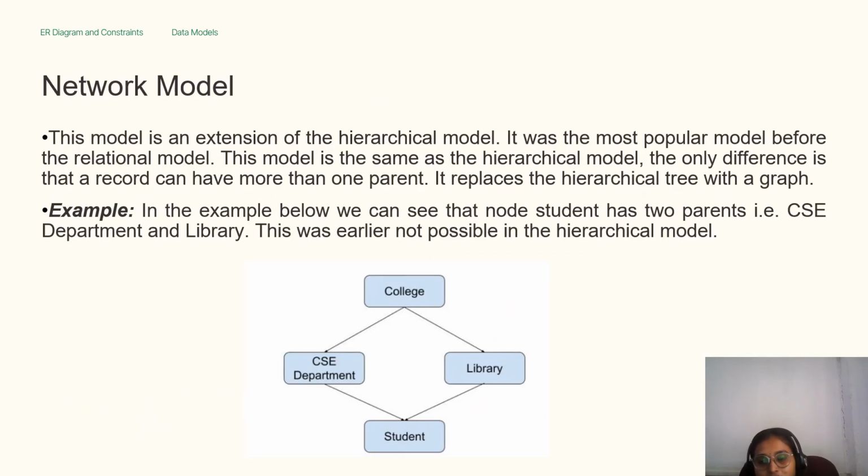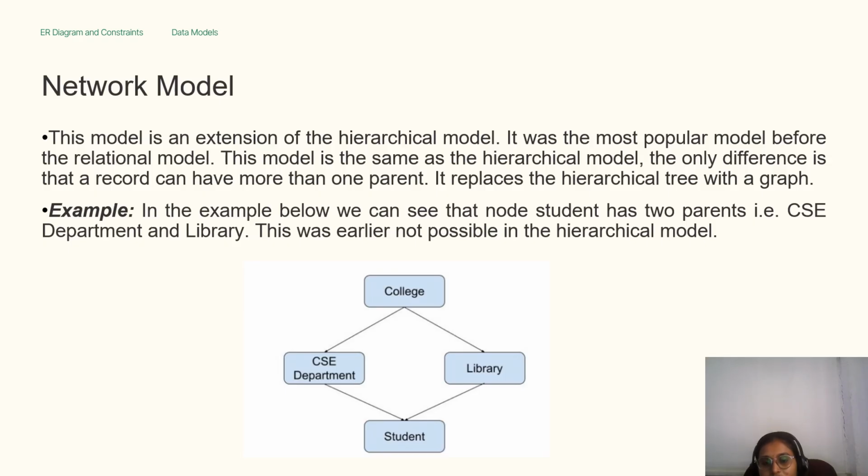Next one is the network model. This model is an extension of the hierarchical model. It was the most popular model before the relational model. This model is the same as the hierarchical model. The only difference is that a record can have more than one parent. It replaces the hierarchical tree with a graph.